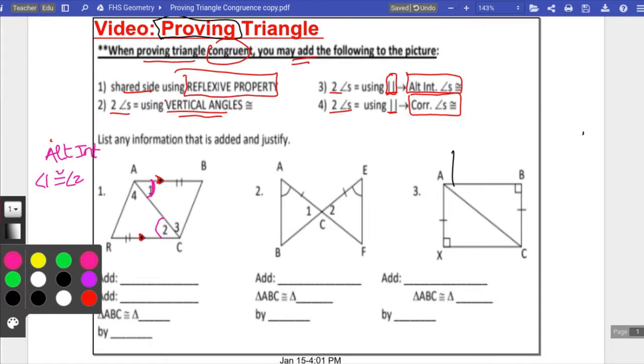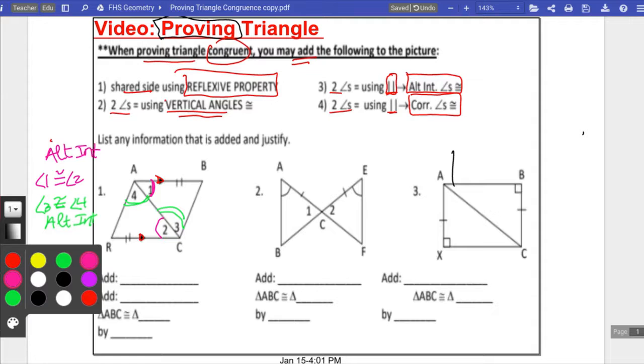All right. Not just that, you can also say that angle 4 will have to be congruent to angle 3. That also will be alternate interior. So keep that in mind. Every time you got yourself parallel lines, most likely, my friend, you have angles that are congruent.